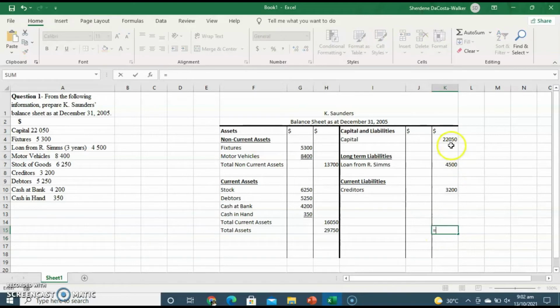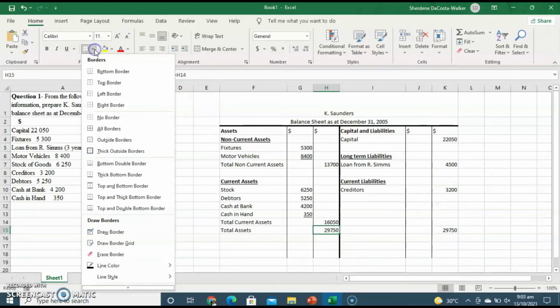Then I'm going to add capital plus my long-term plus my current, and I'm going to get the total. If you realize both sides are the same, one of the reasons is that assets equal capital and liabilities. So whatever figure I get on this side, it should be the same as the total that I get on this side, because I would have purchased fixtures, motor vehicle, my stock, and have persons owing me and cash at bank from what was put in the business by the owner, the capital, as well as my loan and the creditors. All right, so I'm going to go ahead and underline that.